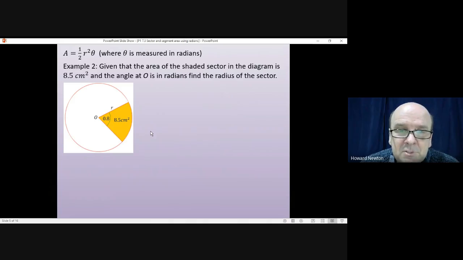Okay, example 2. This time we're told the area of the sector is 8.5, and we're told the angle at the center. The angle is 0.8 radians. What we're asked to find is the radius. We're still just using the formula, rearranging it, and then working out r. I'll let you have a go, pause the video, come back to me again when you're ready.